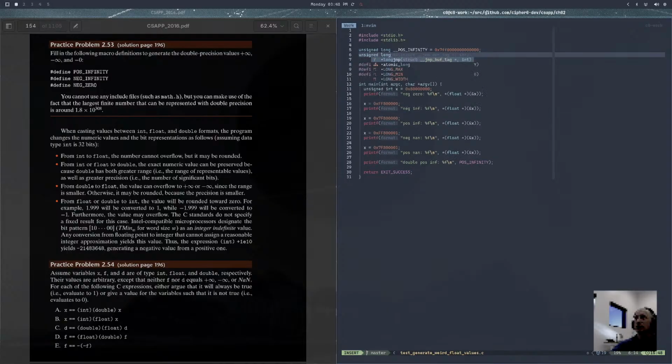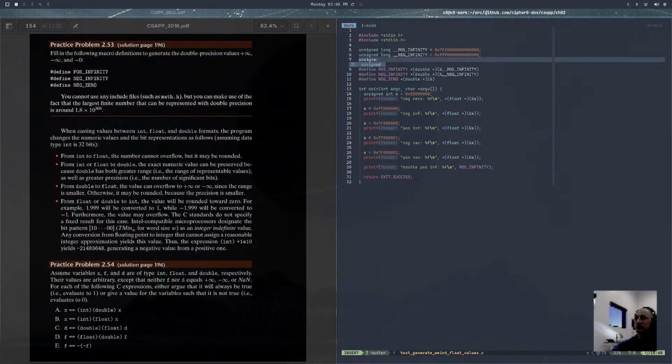Unsigned long neg infinity is equal to that value. And then this will be negative infinity. And then the last value will be unsigned long -0.